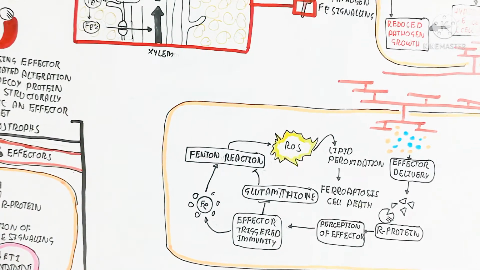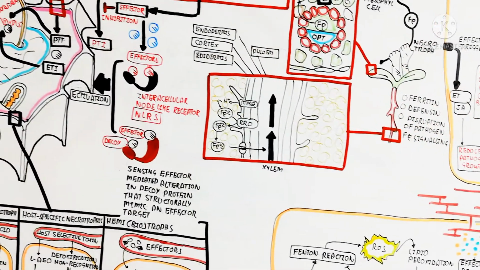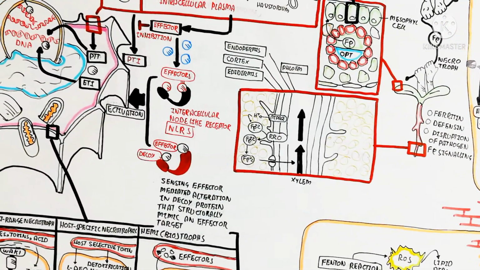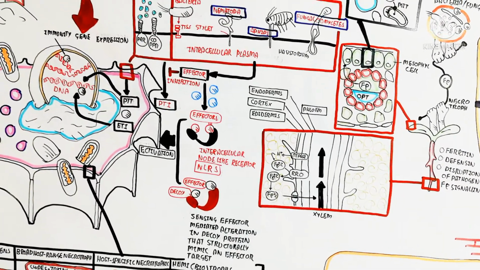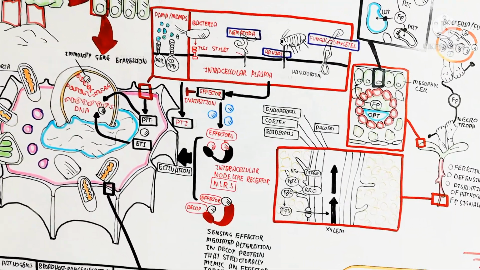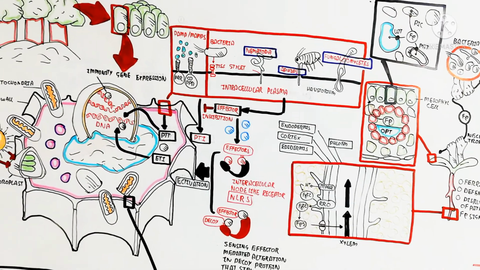So that is the mechanism: when the iron in the plant cell decreases, it will trigger the immunity to kill the pathogen, or the cell's own apoptosis.